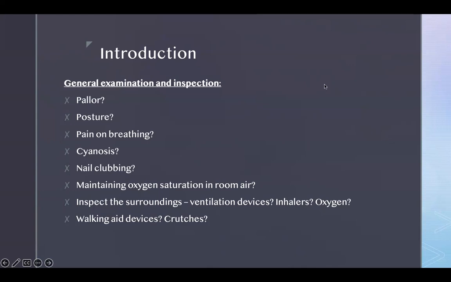You can also check the surroundings of your patient. Are they using any ventilation devices? Is there any inhaler around them? Is there any oxygen device they're using? Are they maintaining their oxygen saturation in room air, or are they attached to any device that could give you an idea? Are they breathing normally, or is there a pathology going on? Are there any walking aids or crutches around them? All that can give you an idea about the general well-being of the patient. And then you can move on to the chest exam after you're done with your general inspection.